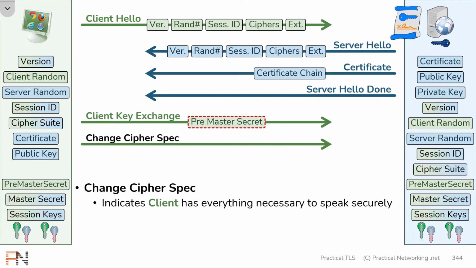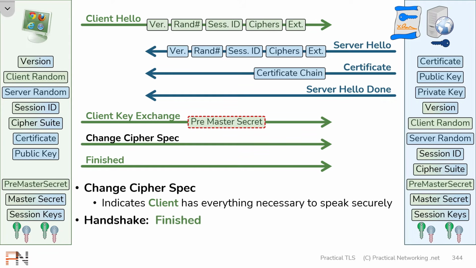Now notice that this record is in black. That's there to indicate that this is not a handshake record. Remember that the change cipher spec is another record entirely. Following the change cipher spec, the client is going to send the finished record.